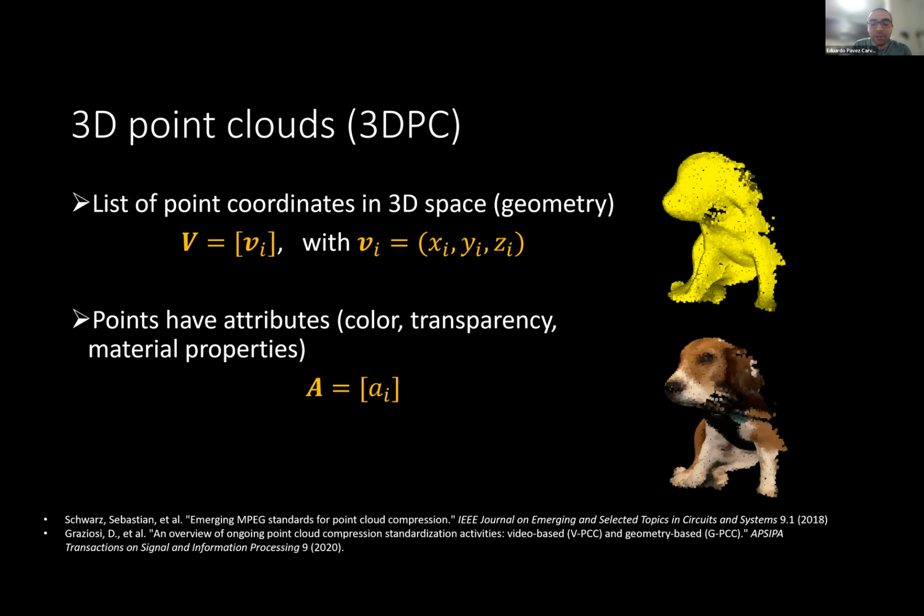So the geometry also must be compressed, but in this talk, I will assume the geometry is available, and I will only talk about compression of color attributes.